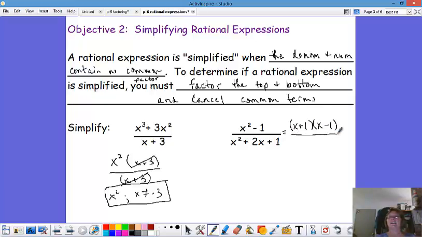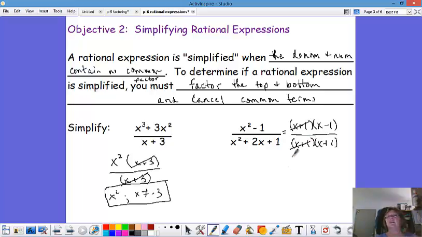Good. Now on the bottom, this one is a pattern as well, because the square root of 1 is 1, and the middle term is twice of that. So we're talking an x plus 1 squared, or used twice. And look at that, ladies and gentlemen. We've got a shared or common term that can be divided out of both the bottom and the top there.